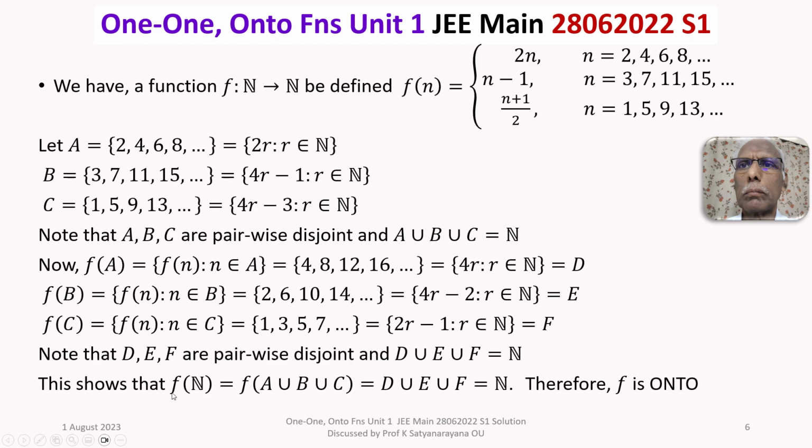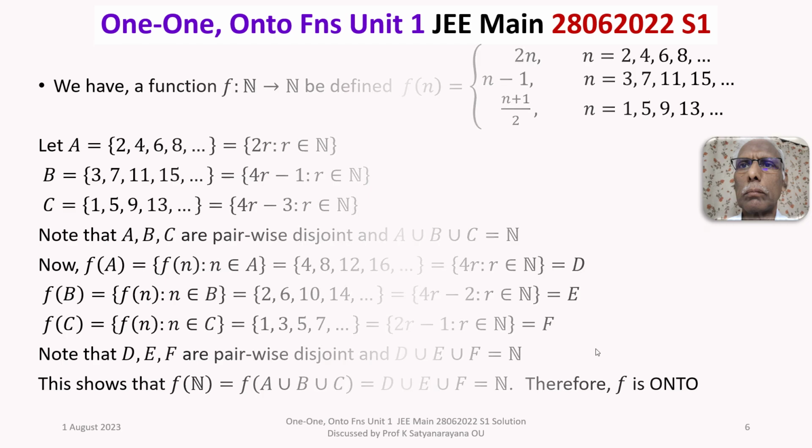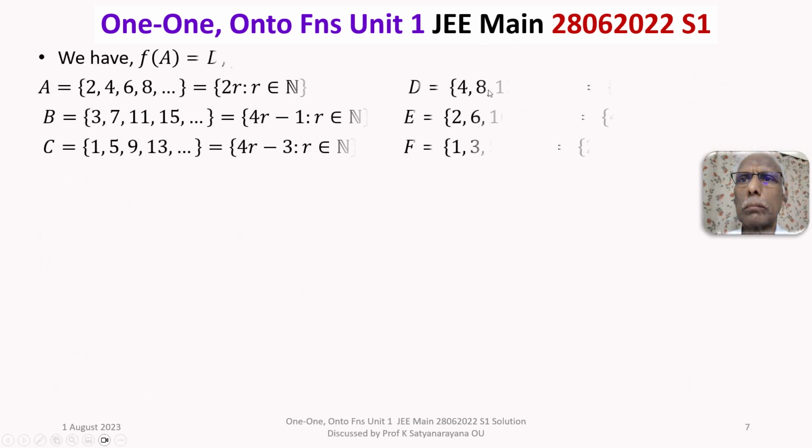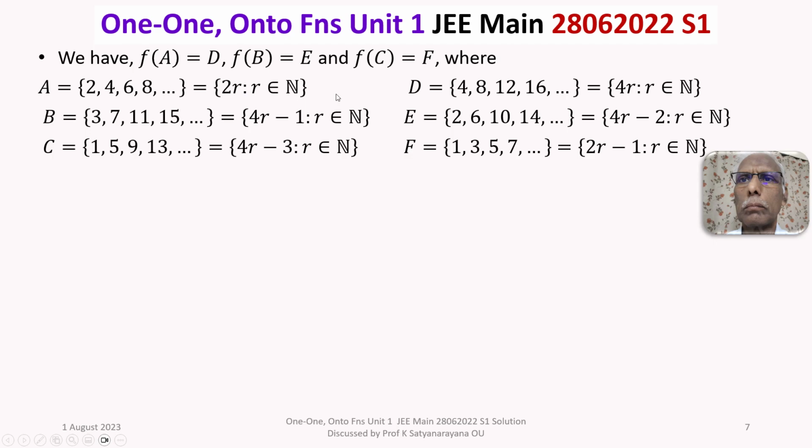That means the image set of N under f is the whole of the codomain, therefore it is an onto function. Agreed. Now let's look into the one-to-one nature of this function. This is what we have done. A, B, C are pairwise disjoint, their union is N. D, E, F are the images of A, B, C under f respectively. D, E, F are pairwise disjoint and their union is N. All this we have seen.